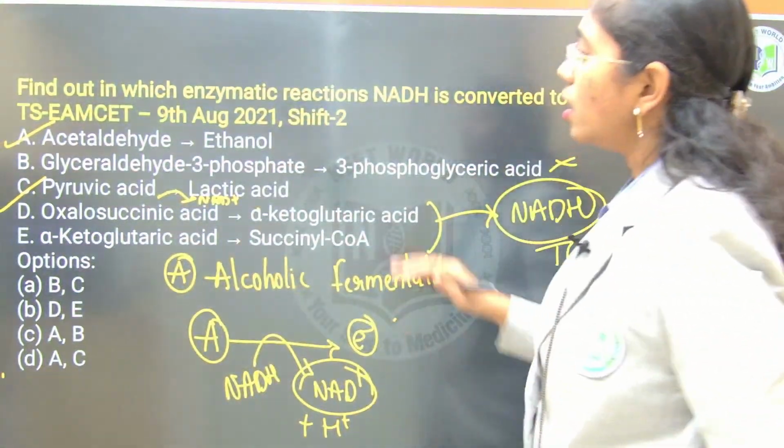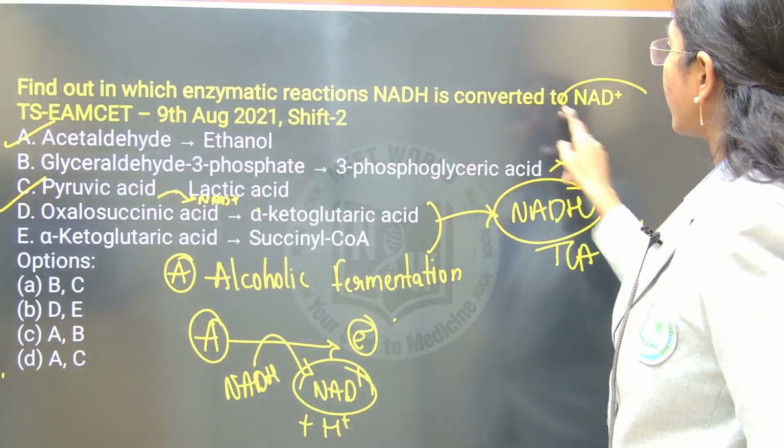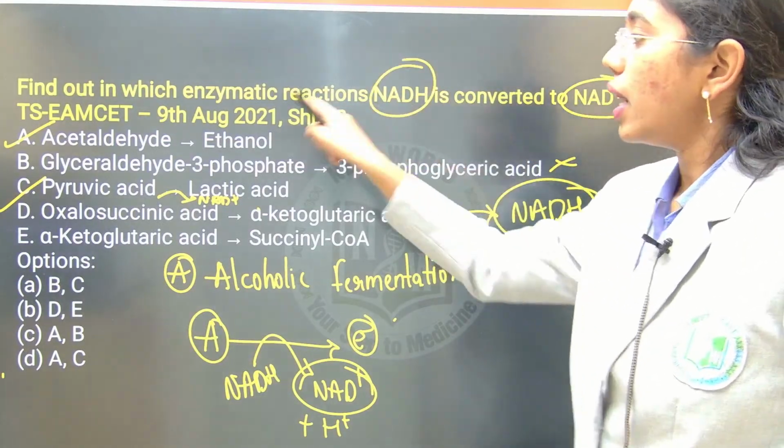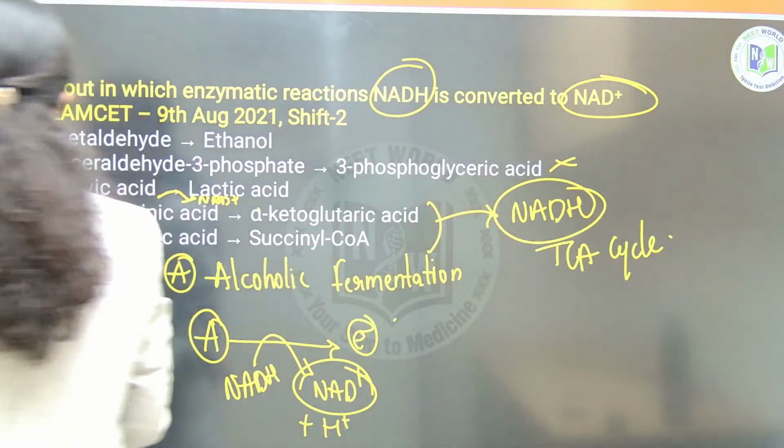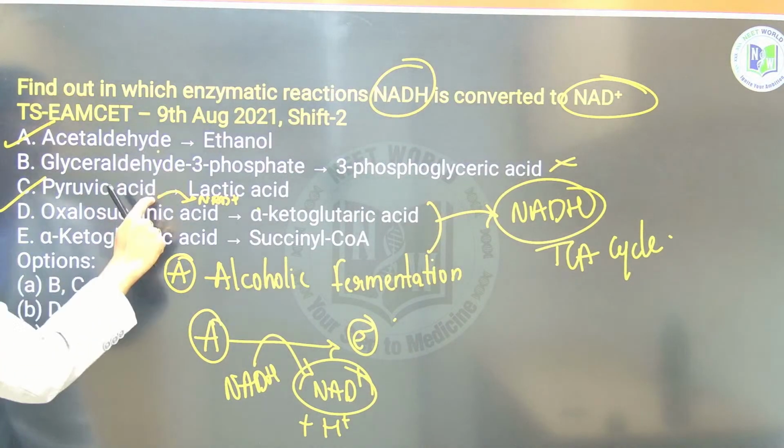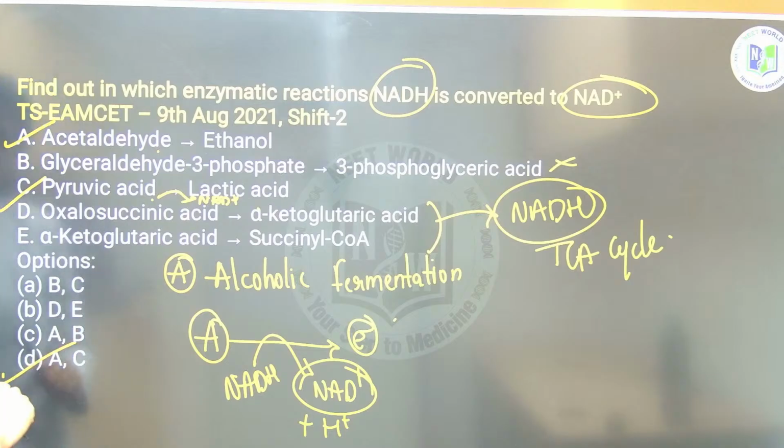So, what are the enzymatic reactions where NAD plus is formed from NADH? A and C, fine, right. One is in alcoholic fermentation, second is lactic acid fermentation, which is option D. Clear till here, ma? Fine, right.